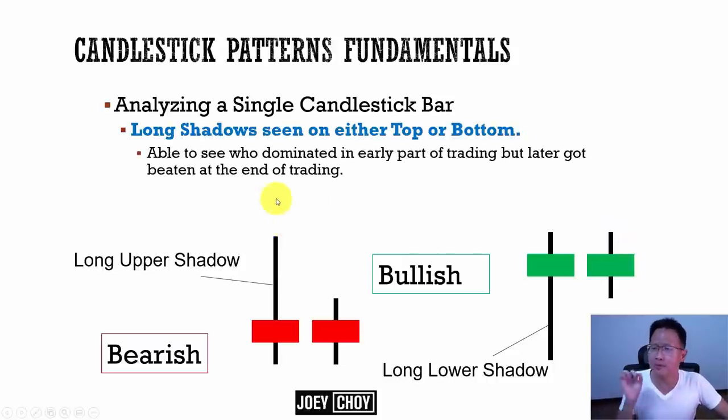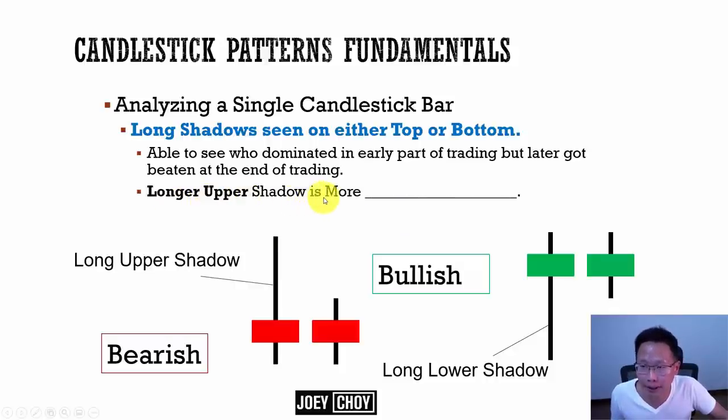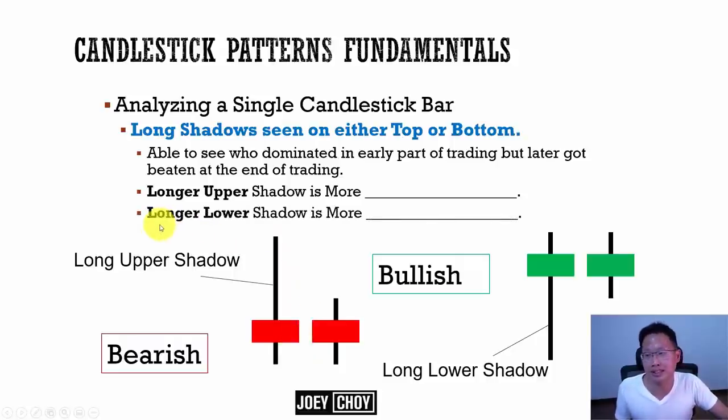Good. So we are able to see who dominated in the early part of trading, but later, at the end of the day or in the afternoon, it got beaten at the day end, all right? And so the longer upper shadow right here is more bearish, because you can see right here, prices came down, and it closed lower. And the longer lower shadow right here is, I would say, more bullish. So this is how we look at the shadow and understand the meaning behind a longer upper shadow or a longer lower shadow.